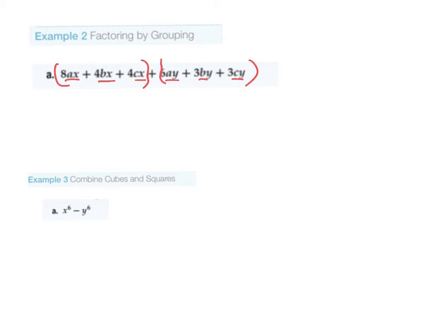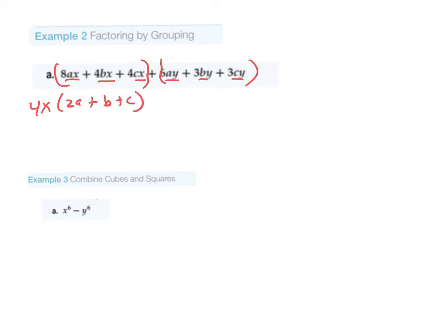So if I factor this, the first thing is my greatest common factor. So the greatest number that goes into 8, 4, 4 is 4. The letter that repeats in all of them is x, so I'm going to take out the x, but the a and the b and the c don't. So now when I factor that out, I get 2a plus b plus c. So there's my first one.